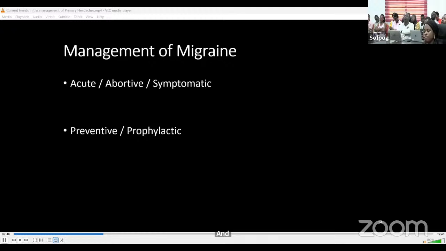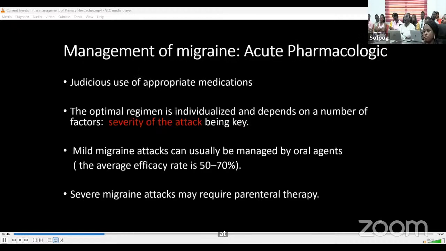Right, in terms of migraine management, we look once again at abortive or symptomatic management and then preventive or prophylactic management. Judicious use of appropriate medications is very important when it comes to the pharmacologic management of migraine. It should, as much as possible, be individualized. There is an approach to treatment in migraine known as the step ladder approach, and there's also the stratified approach.